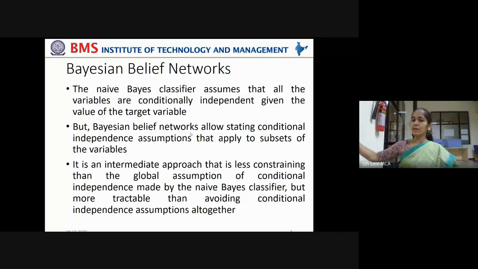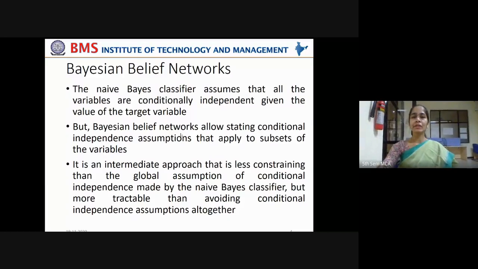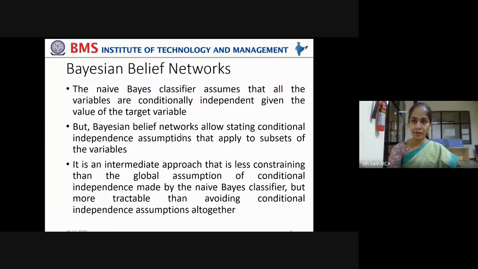Now, the naive-Bayes classifier assumes that all the variables are conditionally independent given the value of the target variable. You remember in the previous class, we calculated the probability of playing tennis on a particular day, whether it is yes or no. Based on the highest probability, we assigned that label, given the weather conditions.